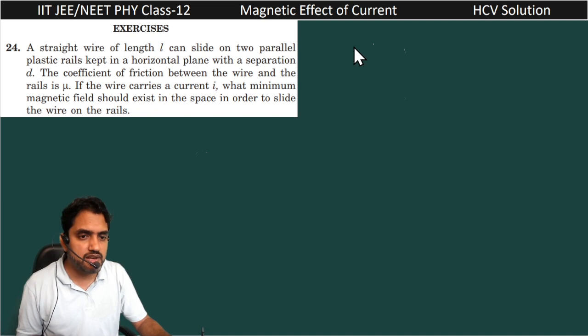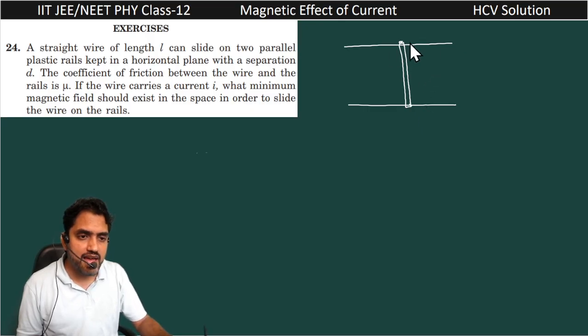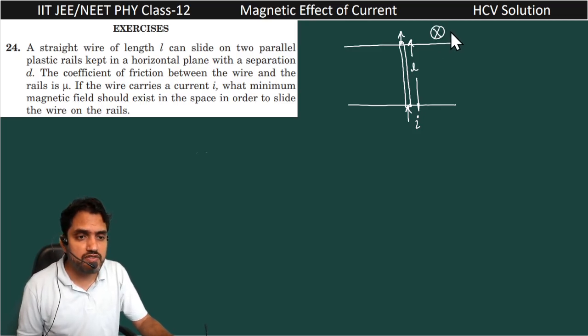Okay, let us consider these are the rails, and on this rail we are placing one rod of length L. The length of the rod is given as L. The direction of current we are considering in upward direction, like that. This is the direction of current, and current I is given. And the magnetic field we are considering into the plane of paper.